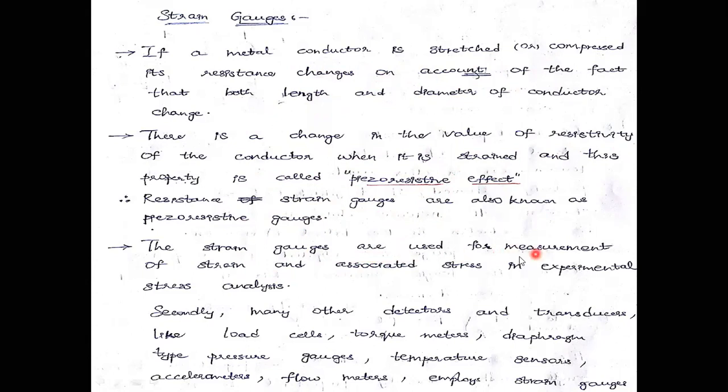The strain gauges are used for measurement of strain and associated stress in experimental stress analysis. Secondly, many other detectors and transducers like load cells, torque meters, diaphragm type of pressure gauges, temperature sensors, accelerometers, flow meters employ these strain gauges as the secondary transducer.